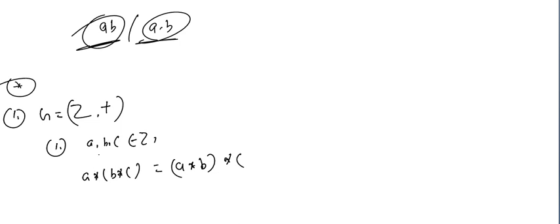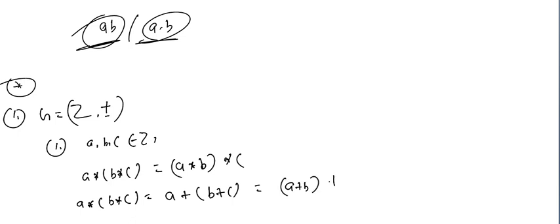Here, star is nothing but the operation addition. So (A star B) star C, we can write as (A plus B) plus C. And similarly, in addition, this bracket can shift, so A plus (B plus C), and it is nothing but A star (B star C). Here star is the plus sign. We can write plus generally, no need to write star, because plus is already given as the binary operation. So it is satisfying the first condition, associativity.